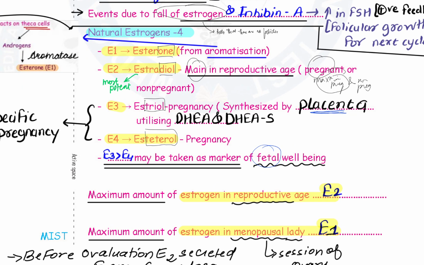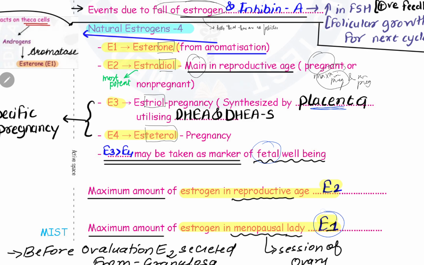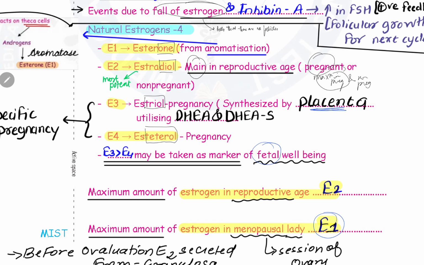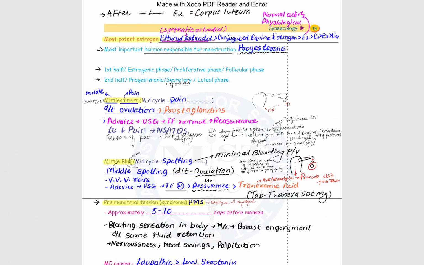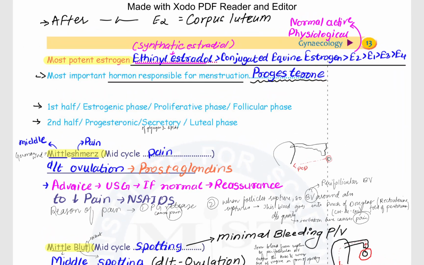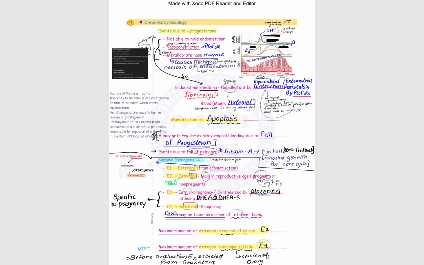Okay, the maximum amount of estrogen in reproductive age is E2. The maximum amount of estrogen in a menopausal lady is E1. Now before ovulation, E2 is secreted from granulosa cells. And after ovulation, estradiol is secreted from the corpus luteum. We did discuss this, that the corpus luteum secretes estradiol, but this time it secretes inhibin A, and the granulosa cell was secreting inhibin B along with estradiol.